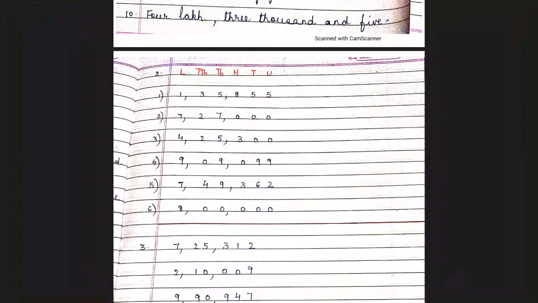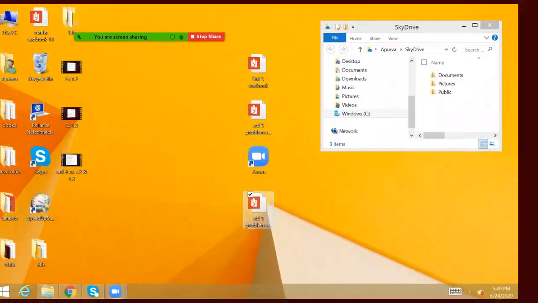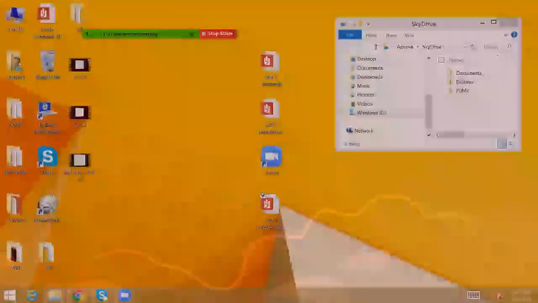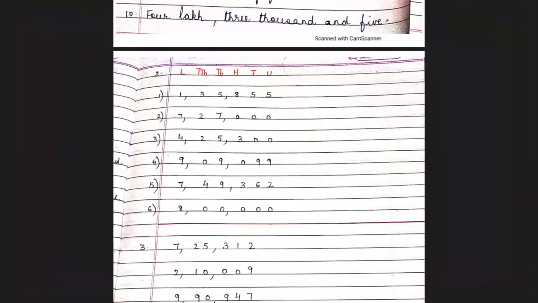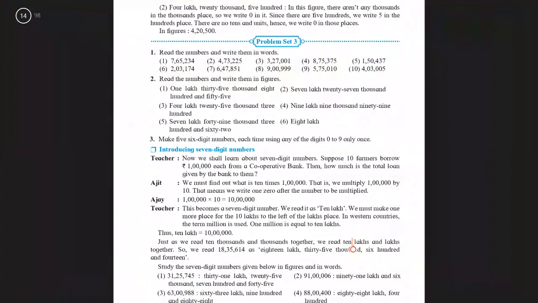7,49,362. See the fifth sum, 7,49,362. Okay. The last question number 6 is 8 lakhs. So under L, I'll put 8. The remaining are all zeros because there's nothing else. Okay. Now question number 3.